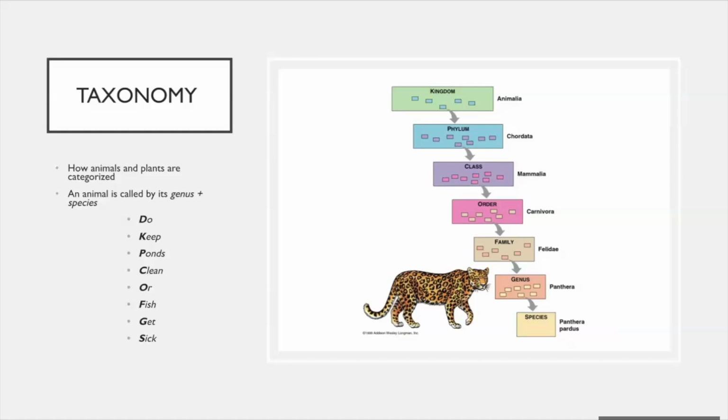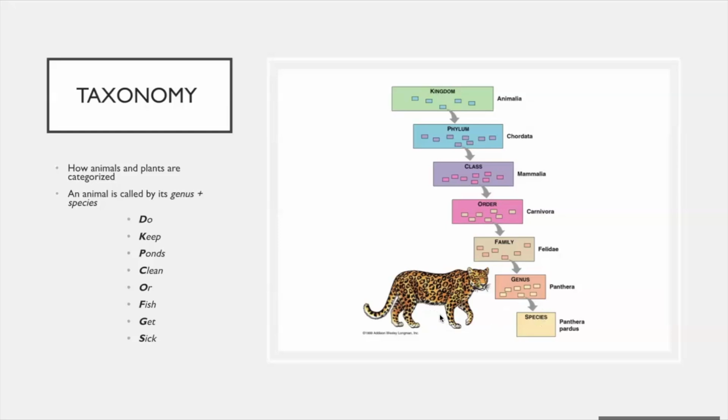Next is taxonomy. This is how animals and plants are categorized. An animal is called by its genus and species. So over here on the right, we get really, really specific as we go down. So the first is the domain, which isn't pictured here, but that's the first box, domain, then kingdom, phylum, class, order, family, genus, and species.